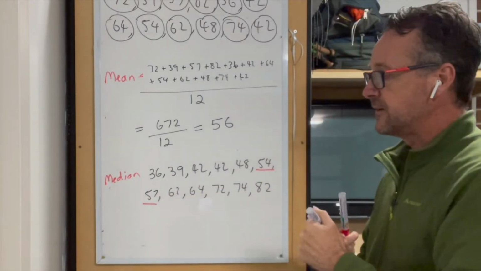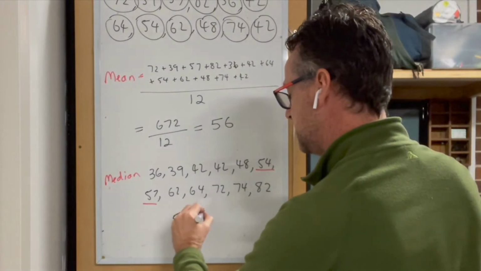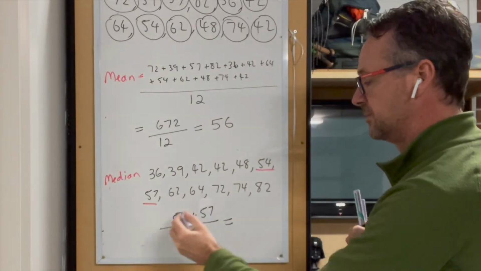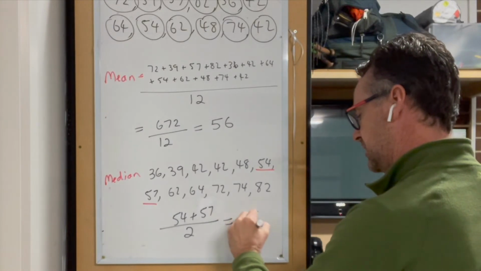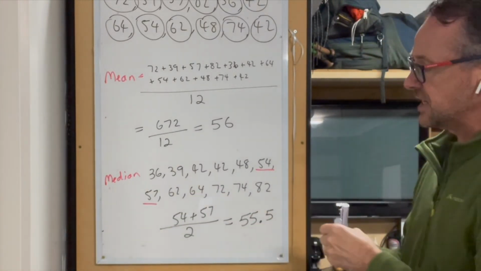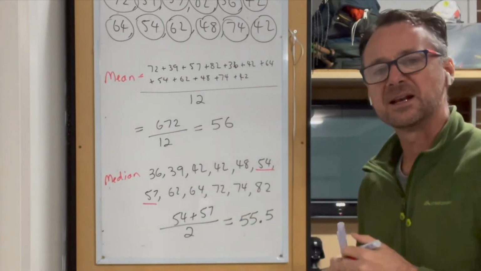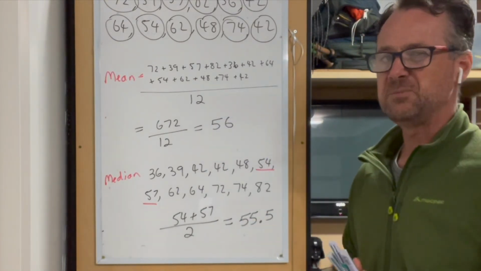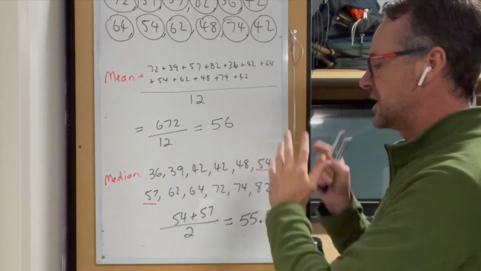So to find the median here, I need to add those two numbers together, 54 plus 57, and divide by 2 to find halfway between them. That's going to give me an answer of 55.5 as my median. You can see in this case that the mean and the median give you answers that are very, very similar. So in this case, either one of those will give you a typically accurate result for the set of data you've been given.